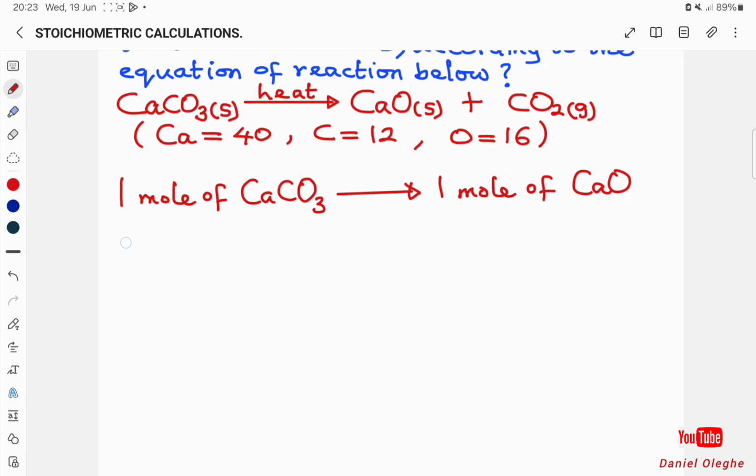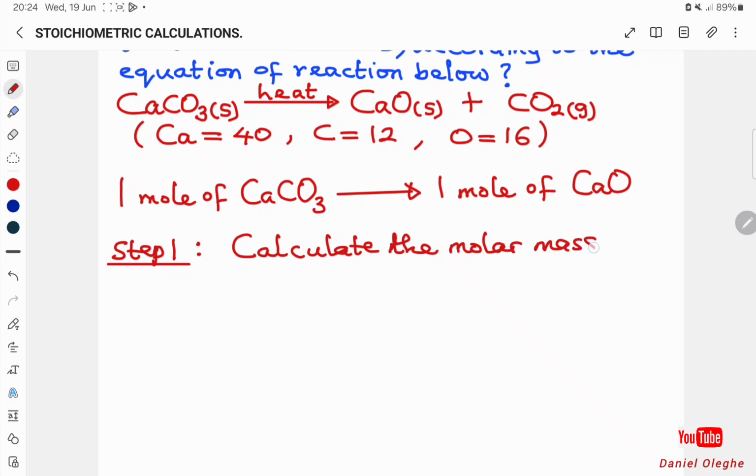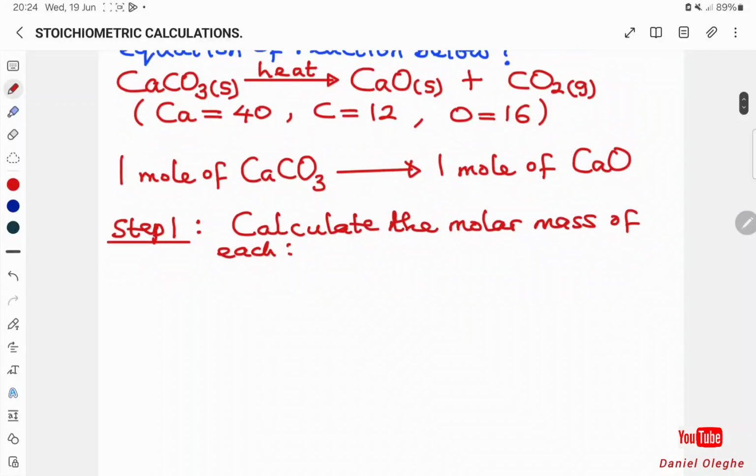Now, the first thing we are going to do is calculate the molar mass of each substance as follows. We have been given the atomic masses in the question. So let's calculate the molar mass of each of them.